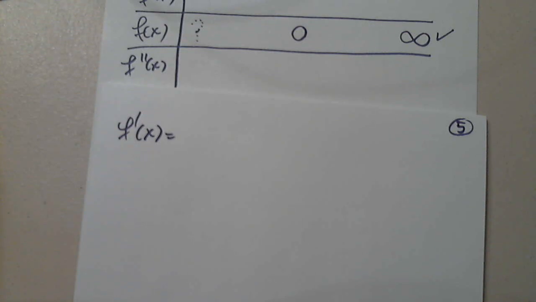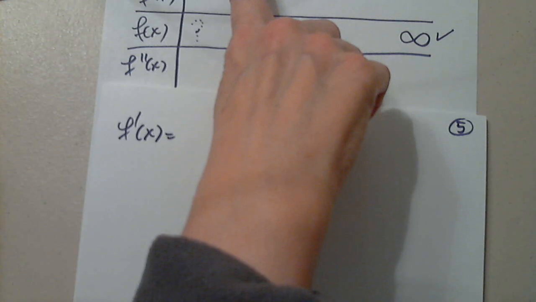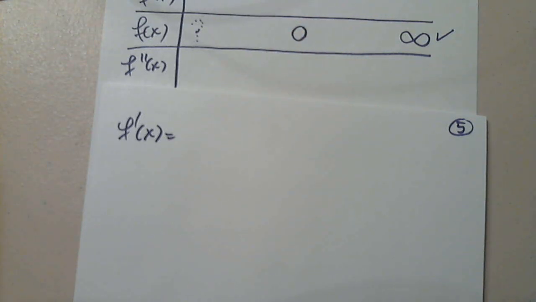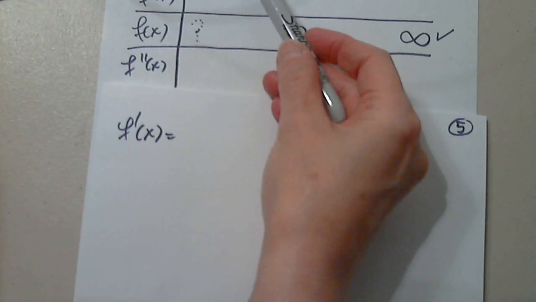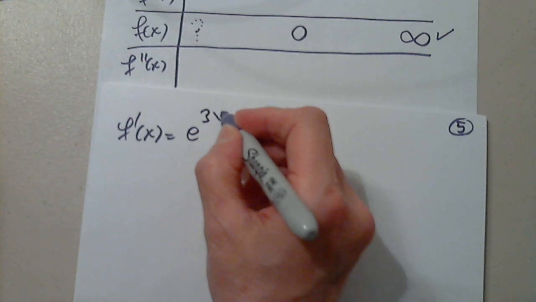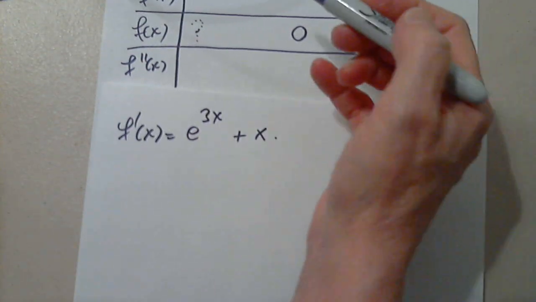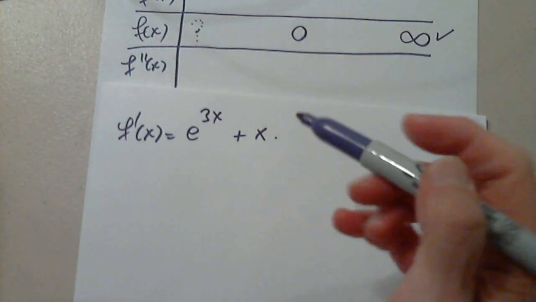X times e to 3x. How do I differentiate this? First function prime. First function prime is how much? Yes, so it's 1, so e to 3x. Very good. X times. Can anyone differentiate the second one for us?